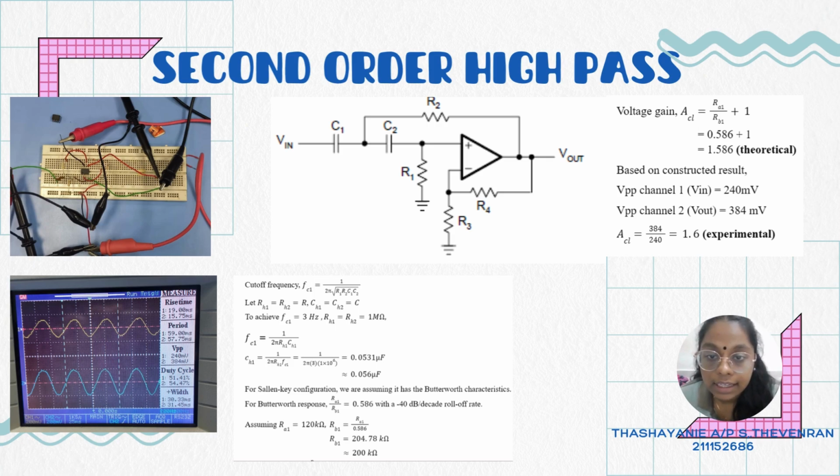Okay, so in the calculation itself, the cutoff frequency is 3 hertz, and resistor 1 and resistor 2 are 1 mega ohms. So from the calculation, the capacitance that we get is 0.0531 microfarad, which is approximately 0.056 microfarad. For configuration, we are assuming it has the Butterworth characteristic.